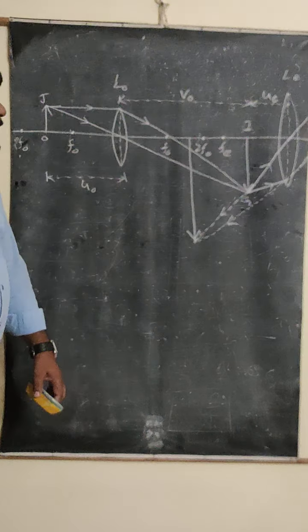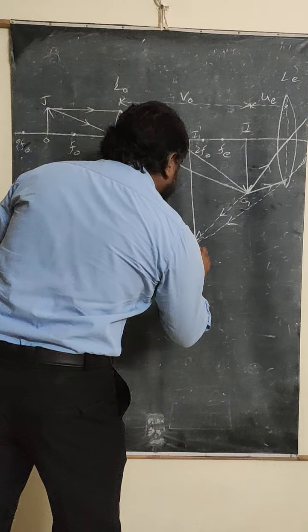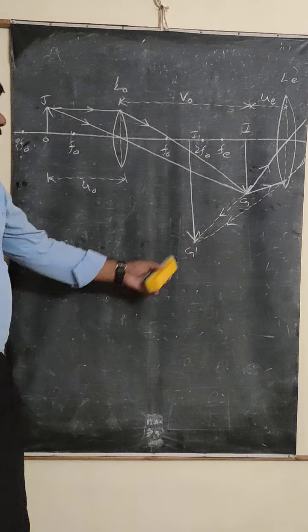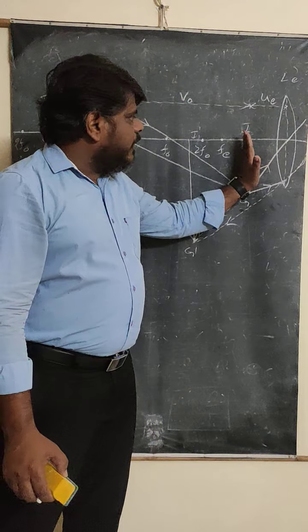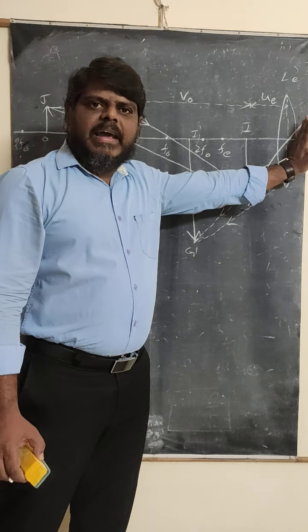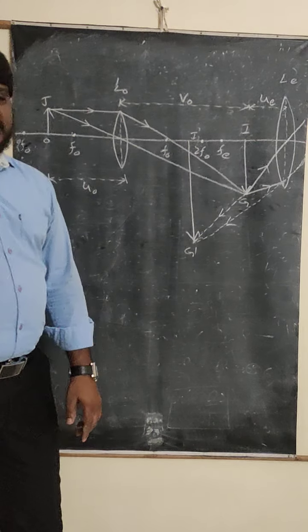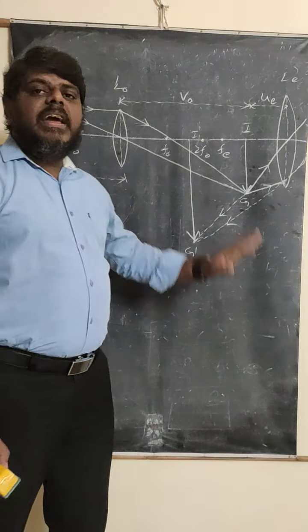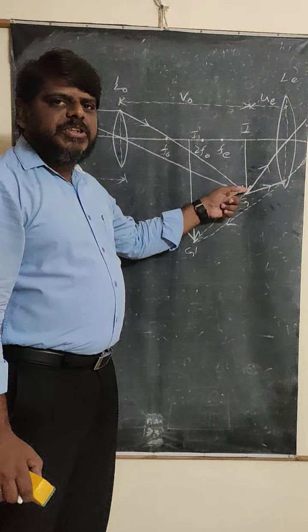Here the final image is going to be produced, which can be called I dash G dash. Now listen to what happens here. This will become the object for the eye lens, and the final image is produced behind the object. Can you tell me what is the nature of this image? Inverted or erect? An inverted image is going to be produced.